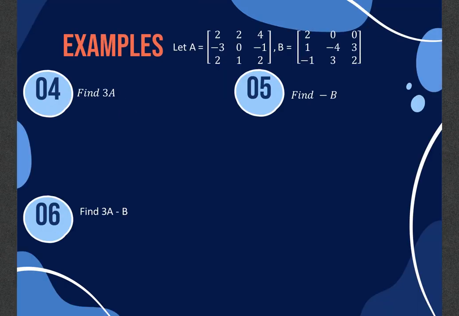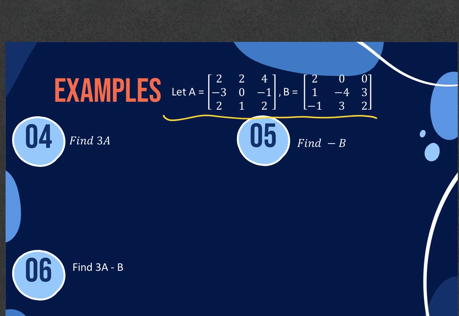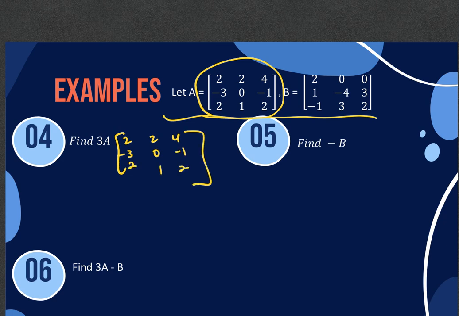So this is how else you would see the instructions for adding, subtracting, and then the scalar multiple. So the first one says find 3A. At the top, it gives you both matrix A and matrix B. So 3A means I'm taking this matrix, 2, 2, 4, negative 3, 0, negative 1, 2, 1, 2, and I'm multiplying everything in there by 3.